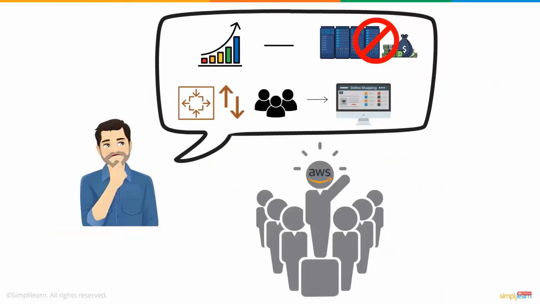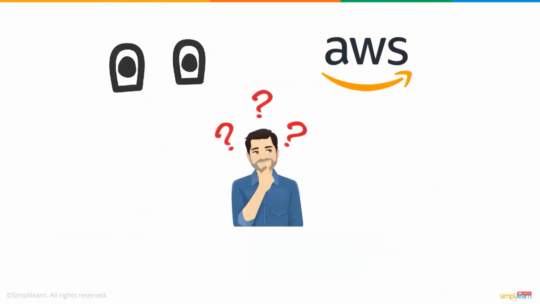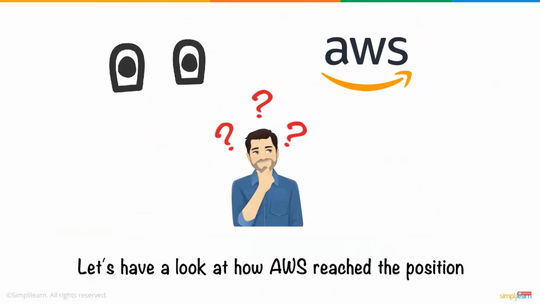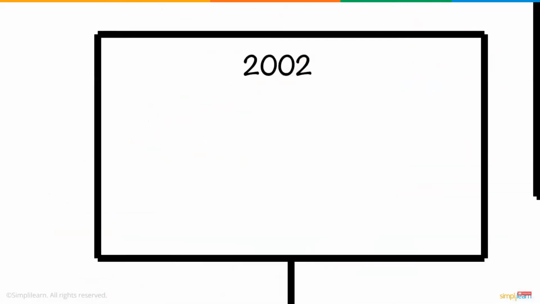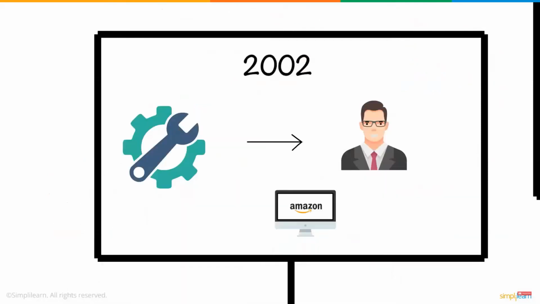Amazon Web Services, one of the leaders in the cloud computing market. Before we see how AWS can solve Rob's problem, let's have a look at how AWS reached the position it is at now. AWS was first introduced in 2002 as a means to provide tools and services to developers to incorporate features of Amazon.com to their website.